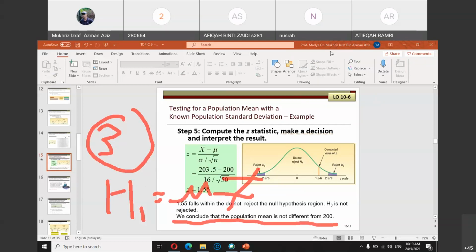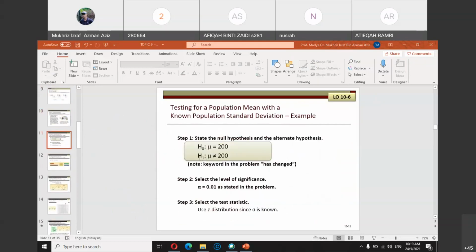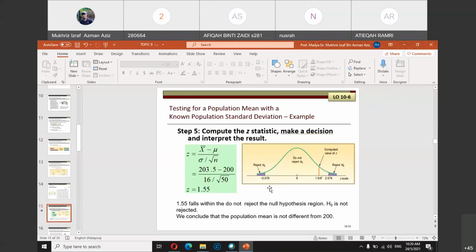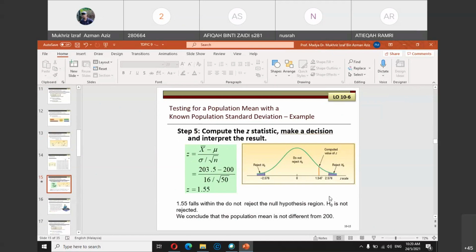If you check back your step number 1 here, the mean mu is different than 200, not equal to, or you can just say different. So either it's not equal to 200 or different than 200. Because you cannot reject, you need to add the word not. So we conclude that the mean is not different. If you reject, you remove the word not and just mention your H1: the mean is different from 200.